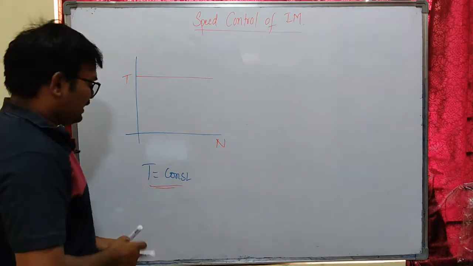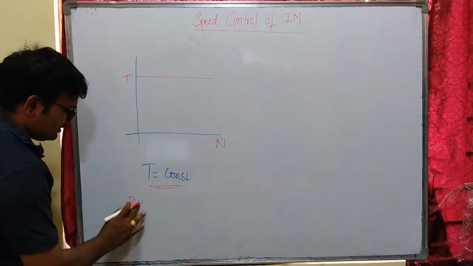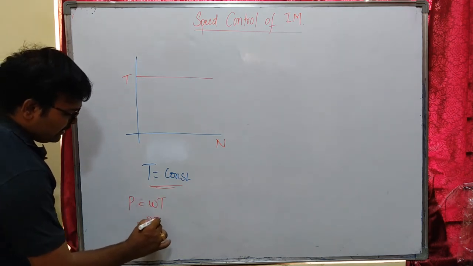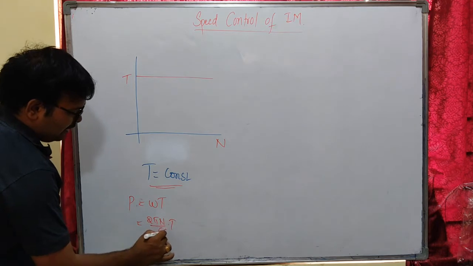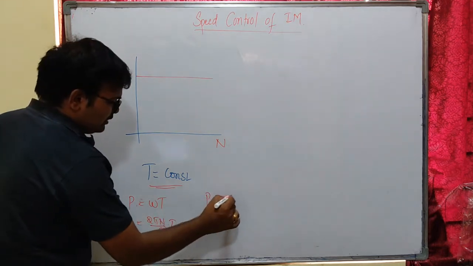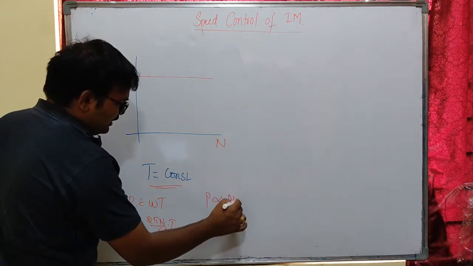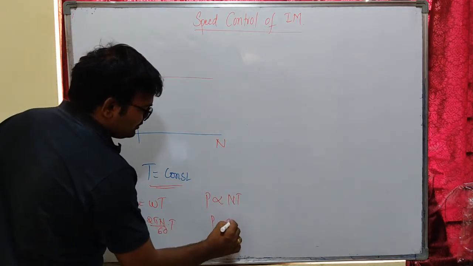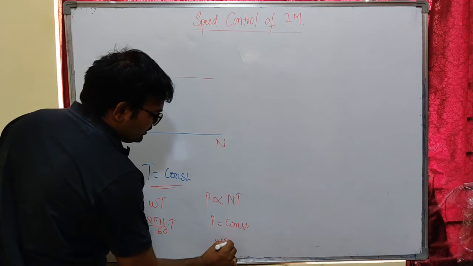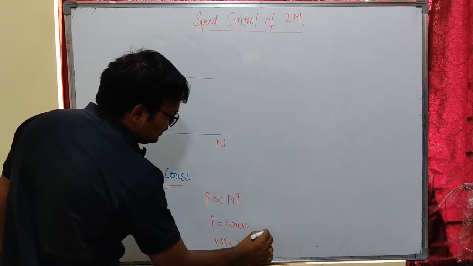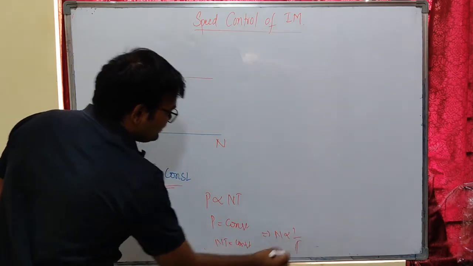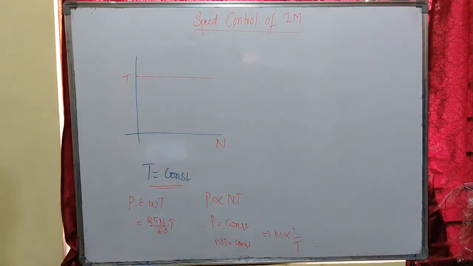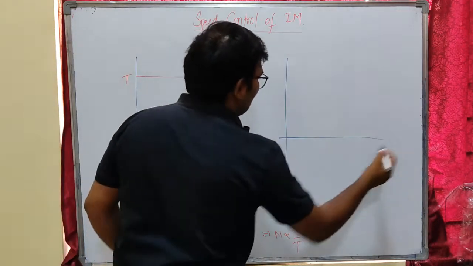Another type of drive is, we know that our power is equal to speed into torque T. Speed is nothing but 2 pi N by 60, into T. So our power is proportional to speed and torque. If you want to keep the power constant, then N times T should be constant. That is possible if N is inversely proportional to T. So this is another type of drive, the constant power drive.